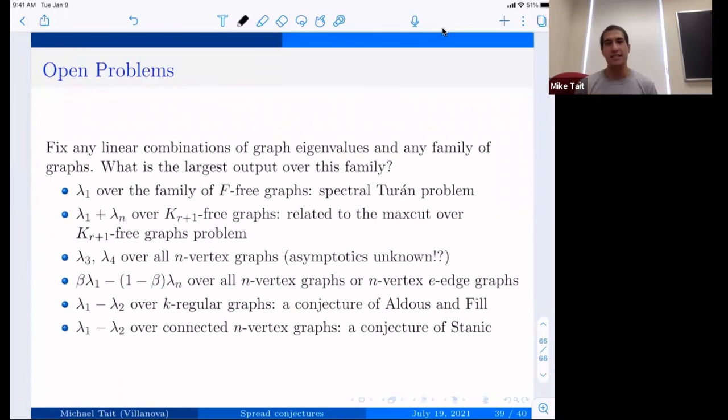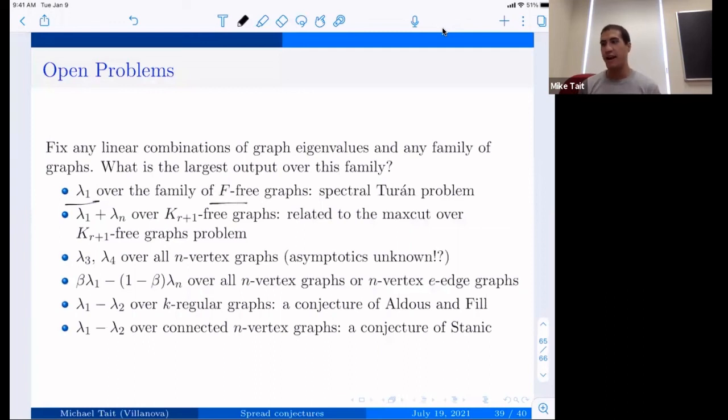This is an extremely general question, and I just want to mention some that I think are interesting. One that I've been thinking a lot about is the spectral Turan problem. Now I want to maximize lambda1 over the family of F-free graphs. When F is a complete graph, you can answer this question, and the answer actually implies Turan's theorem. So there's a spectral Turan's theorem. You can ask this for F a complete bipartite graph, and the answer implies the best known result about the Kővári–Sós–Turán theorem. And then you can ask this for other F's.